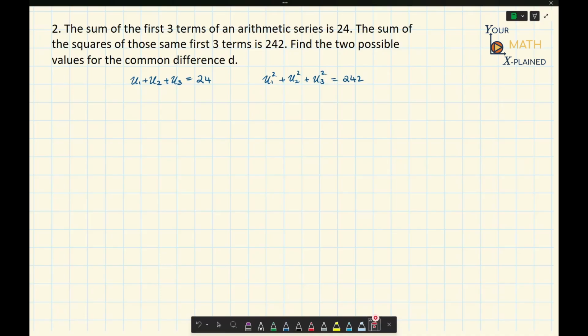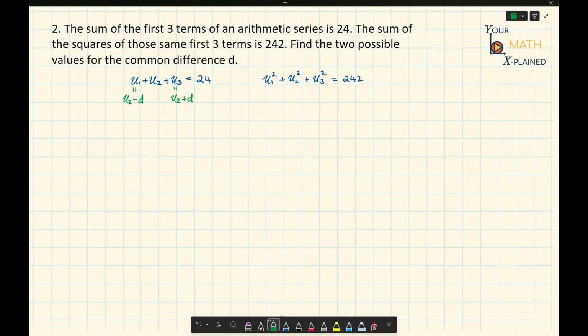Now we know that we can express u2 and u3 as an expression in terms of u1 and d. But we're going to be a little bit smarter here, because we're going to be squaring those terms later, and if we expressed everything in terms of u1 and d, there's not going to be any symmetry. So the trick here is to express everything in terms of u sub 2 and d. Since u sub 2 is equal to u sub 1 plus d, that means u sub 1 here is equal to u sub 2 minus d. And u sub 3 here is going to be u sub 2 plus d. So now from the first equation, we can see that there is very nice symmetry.